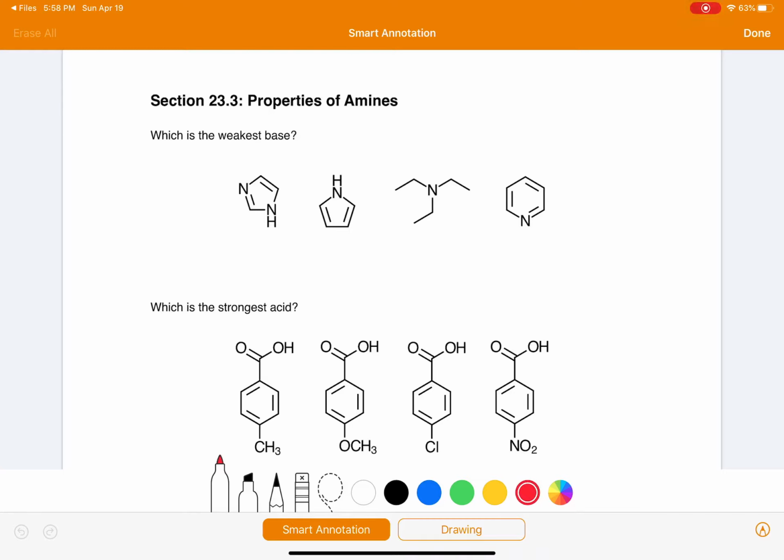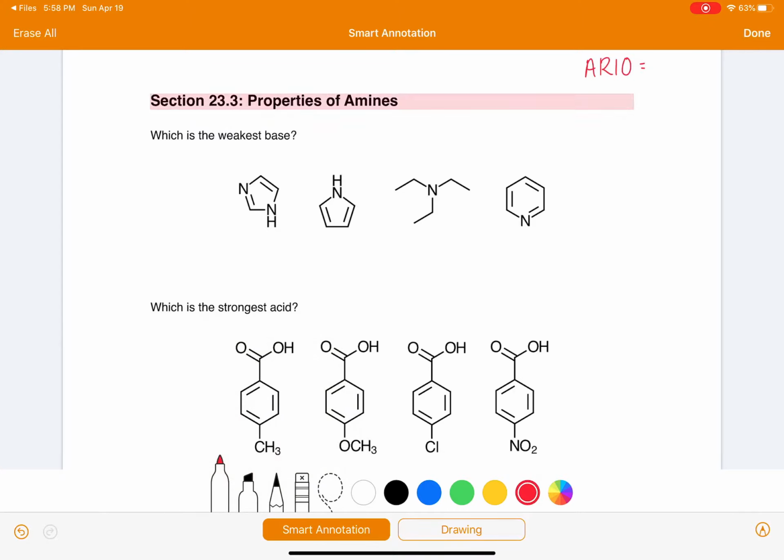Ranking molecules by their acidic strength or their basic strength or weakness is always tricky. It's always something that we have to put a lot of thought into. And we've been working on it since the fall quarter when we first learned our trick ARIO.